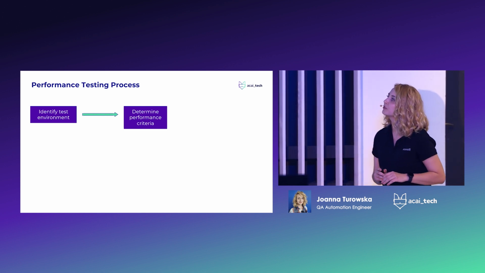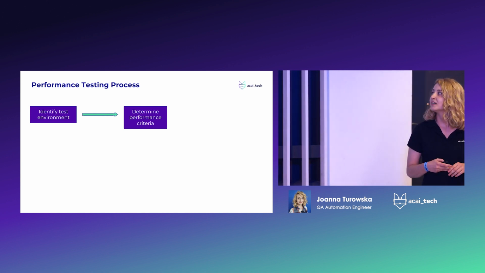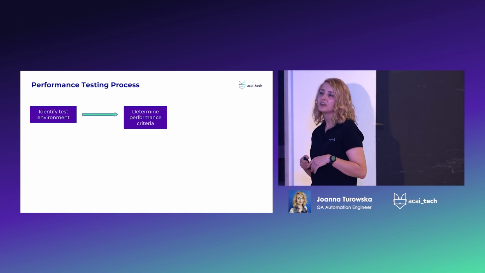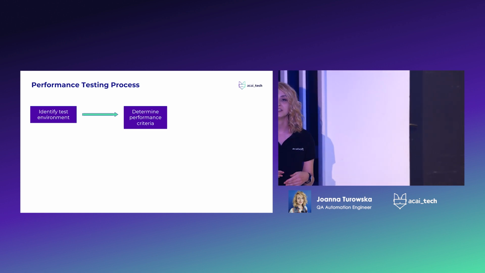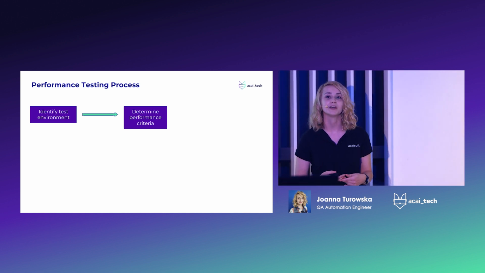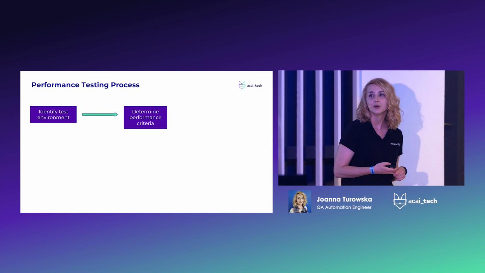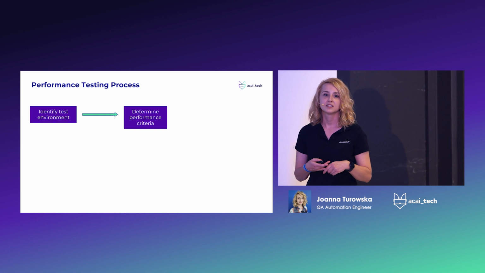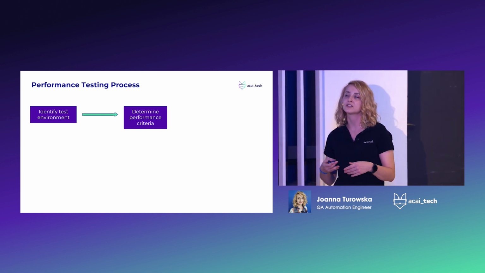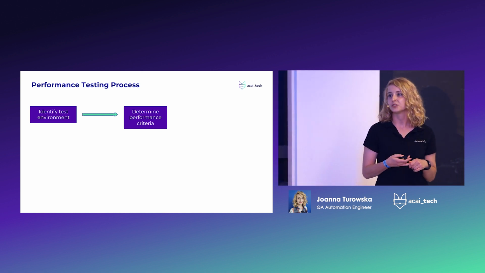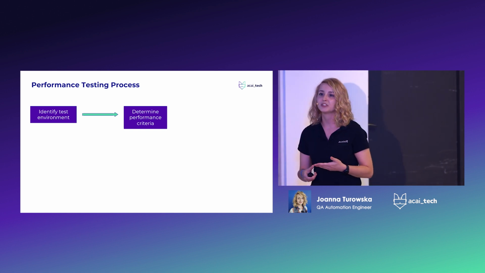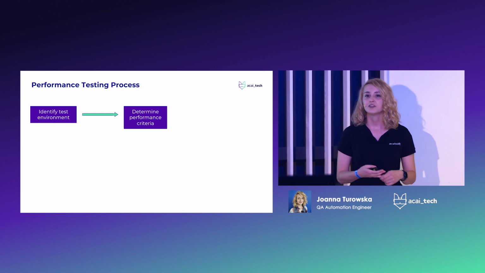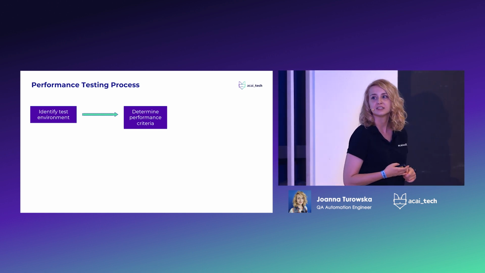The next step of performance testing is defining performance criteria. This step includes understanding the expected workload, so the expected number of users that will be using our application, and set goals and constraints for such performance measures as response time, throughput, latencies, resource usage, and reliability.